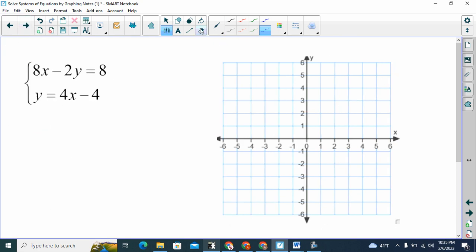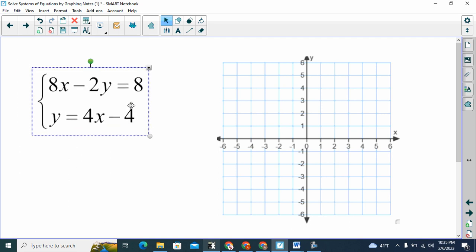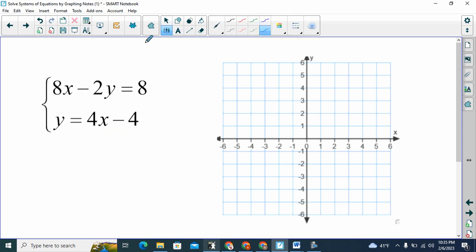Example 3, 8x minus 2y equals 8, and y equals 4x minus 4. First one's in standard form. We've done these a few times now, a couple, I guess. This will be the third.